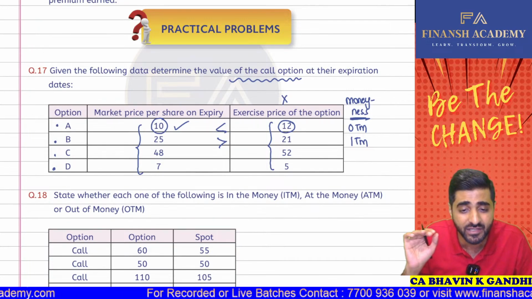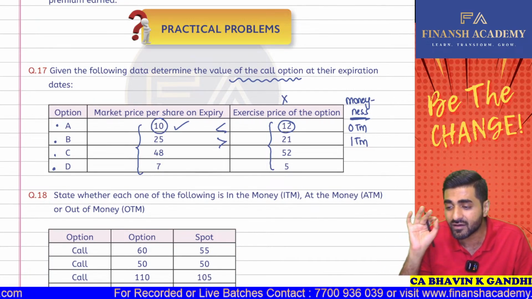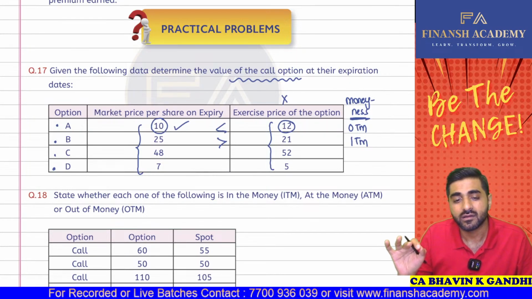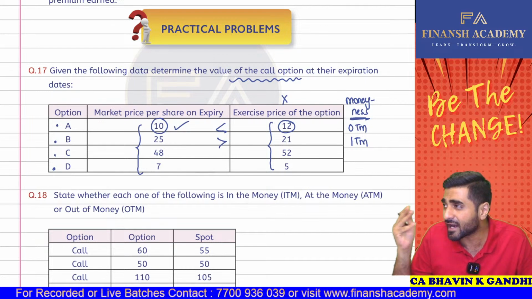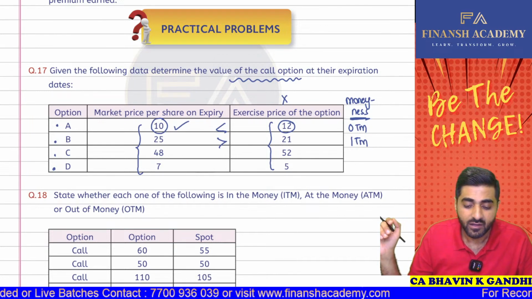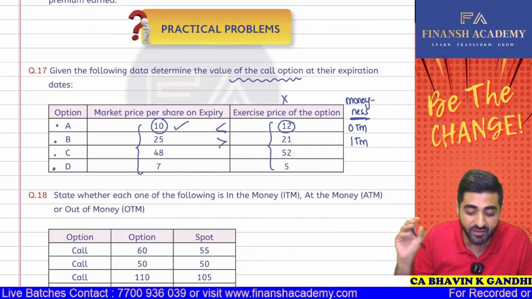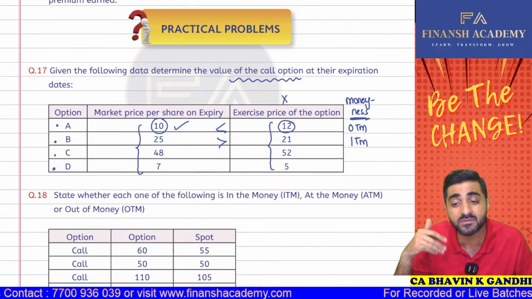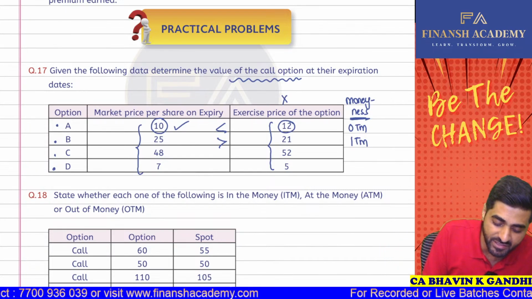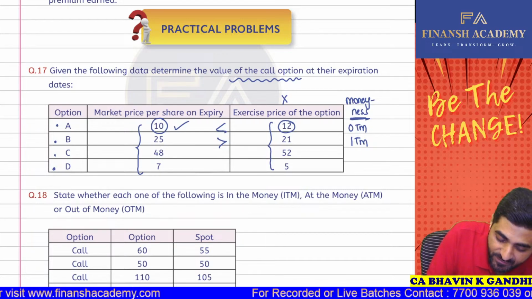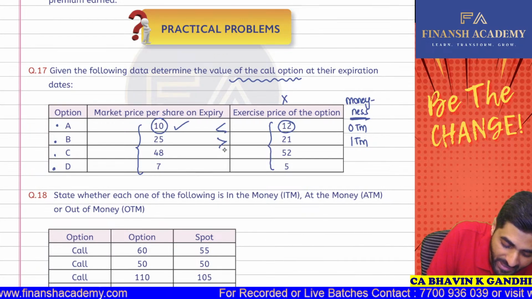Why will it be in the money, my dear students? Because I have a right to buy this particular share for 21 rupees. And in this particular case, I have a right to buy it for 21 rupees, and the market price is now 25. So this becomes in the money. Similarly, my dear students, here also you all can just check that the exercise price is 52 and the market price is 48.